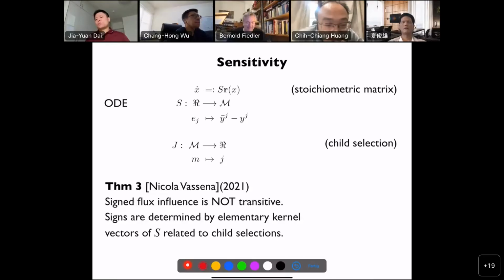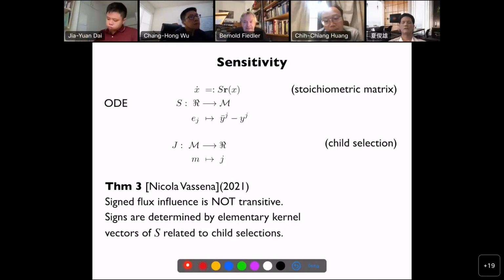And I should say that Nico Vasena much refined these results, and I think he talked about sign flux influence, because the question is not just does this flow have an influence on metabolite or flow rate, such and so? It is also, does it go up or does it go down? In which direction? I mean, you want to know whether the water goes on or off.